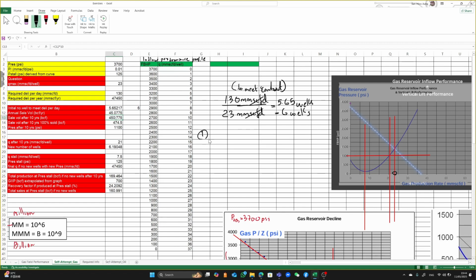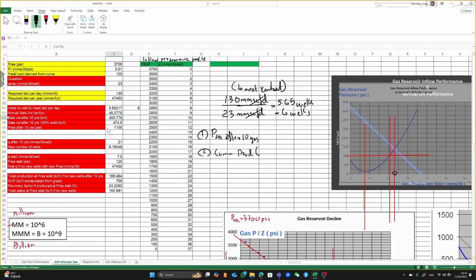Okay, so step number one. They ask me the reservoir pressure after 10 years. So that means you have produced for 10 years, so you need to know what is the cumulative production after 10 years. Step 2, find cumulative production, and we have already done that, which is the production of gas by meeting 130 million standard cubic feet per day per year for 10 years straight.